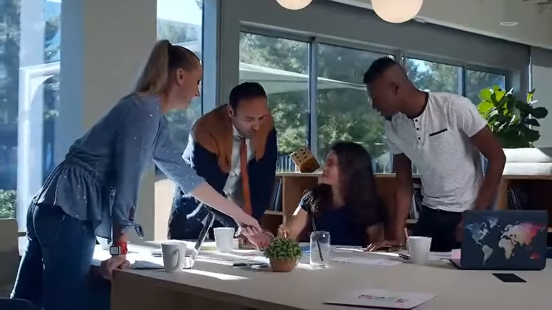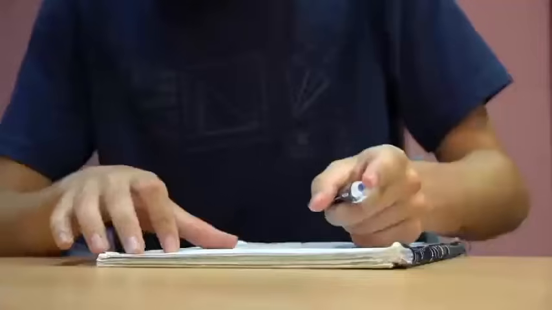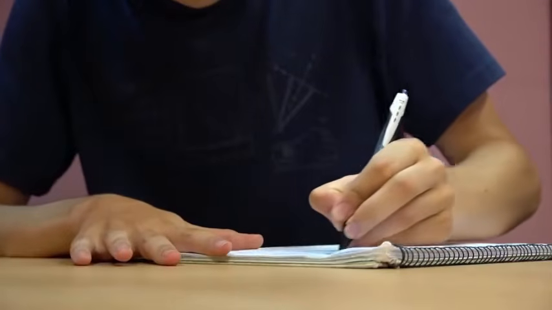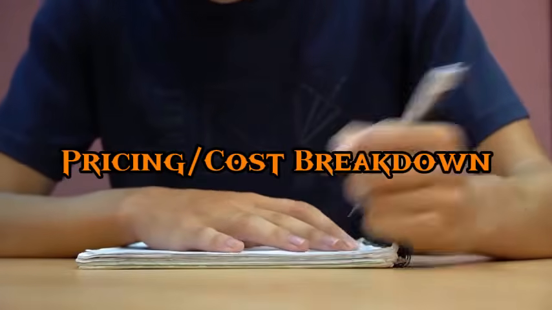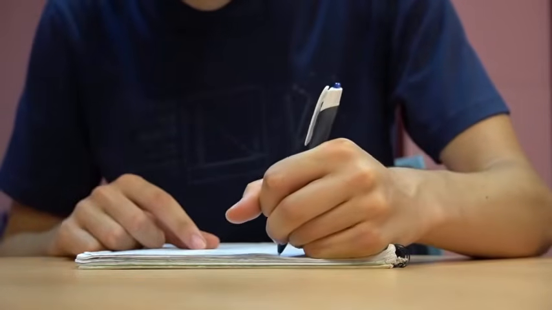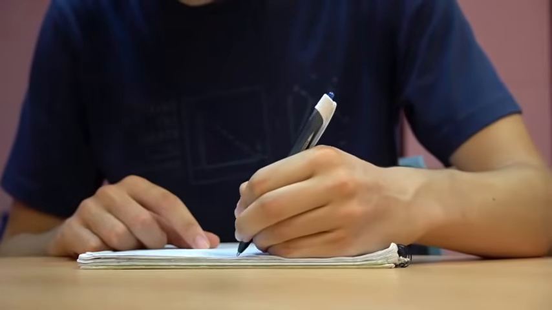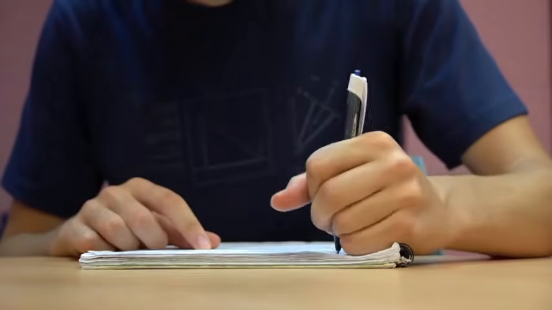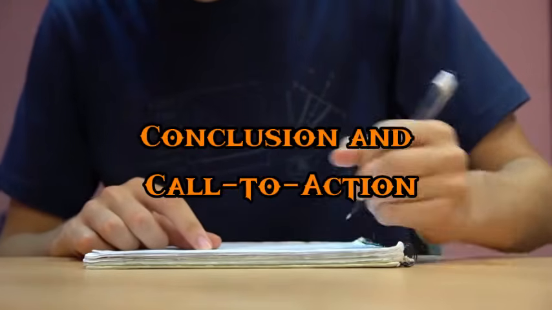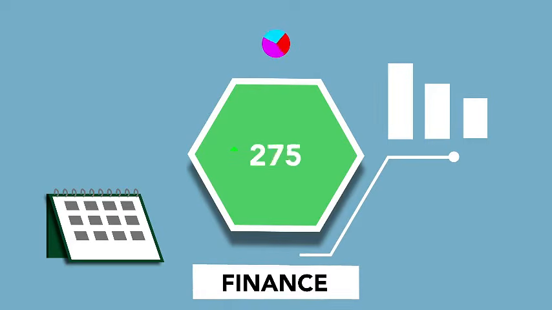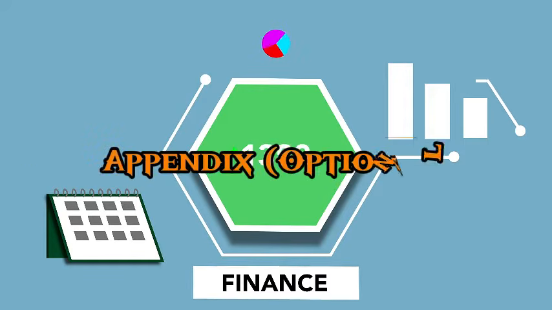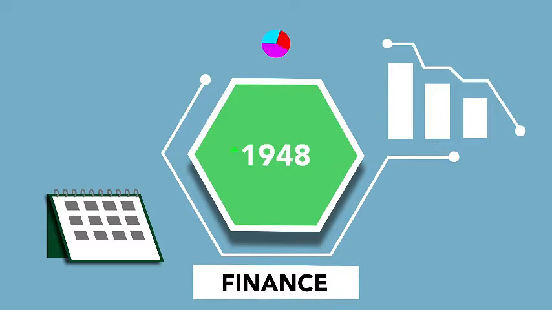Example. Phase 1, Research and Strategy Development, weeks 1 to 2. Phase 2, Implementation, weeks 3 to 6. Pricing/cost breakdown. Be transparent. Include a summary of the total cost. Provide a detailed breakdown, e.g., $500 for research, $1,000 for design. Conclusion and call to action. Reiterate the value of your proposal. State the next step clearly, e.g., sign and return the attached agreement by January 30th. Appendix, optional. Use this for supporting materials like case studies, testimonials, or legal terms.